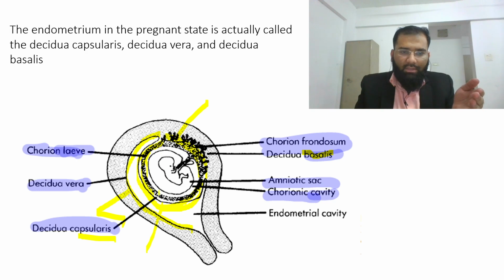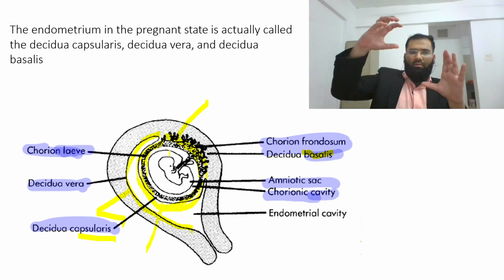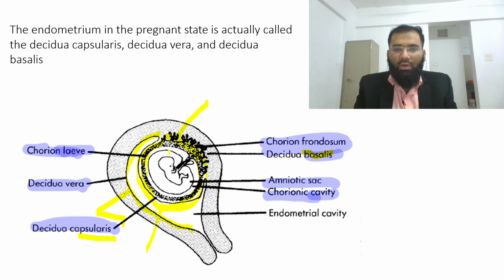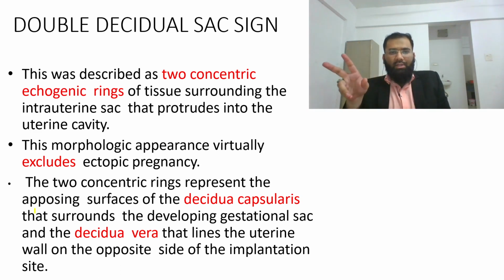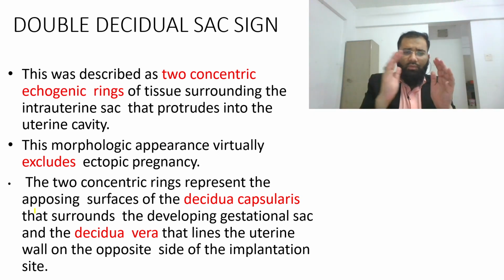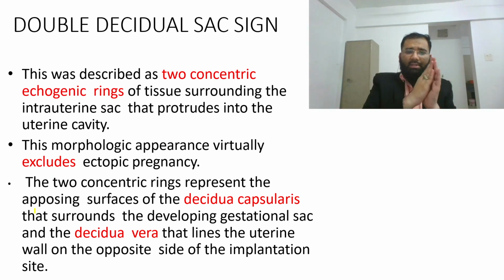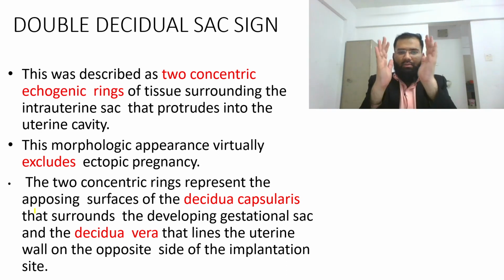Okay, and this is the eccentric G-sac which is embedded on one side. Okay, so this is called double decidual sign. We'll see this. So it is described as two concentric echogenic rings of tissue which surround the intrauterine G-sac. So we have already seen that the two layers represent, one is decidua capsularis and one is decidua parietalis.